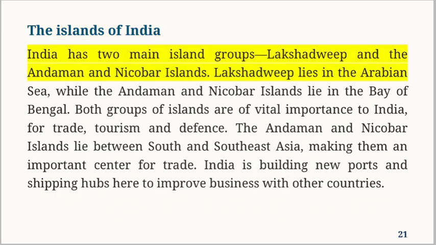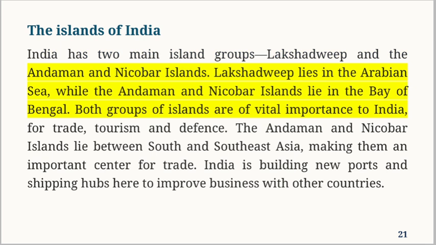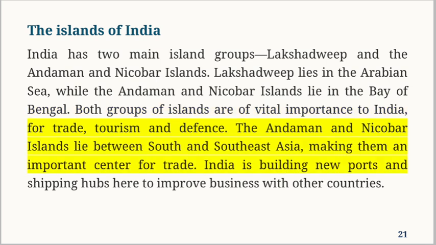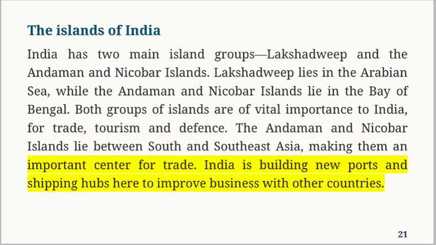The islands of India. India has two main island groups, Lakshadweep and the Andaman and Nicobar Islands. Lakshadweep lies in the Arabian Sea, while the Andaman and Nicobar Islands lie in the Bay of Bengal. Both groups of islands are of vital importance to India, for trade, tourism and defense. The Andaman and Nicobar Islands lie between South and Southeast Asia, making them an important center for trade. India is building new ports and shipping hubs here to improve business with other countries.